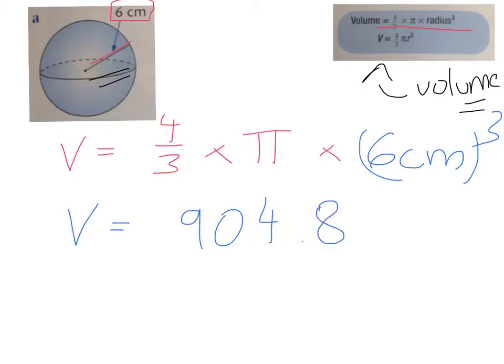Remember, the units are cubic centimeters, because if we take 6 to the power of 3, we also have to take centimeters to the power of 3, and centimeters to the power of 3 is cubic centimeters. So in this case the volume of this sphere is 904.8 cubic centimeters.